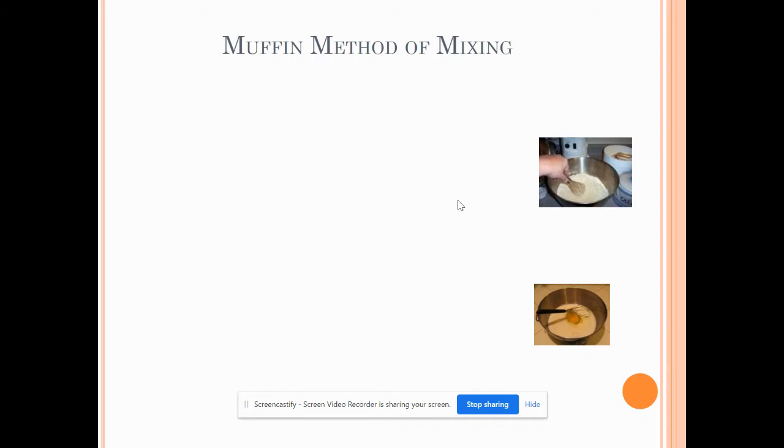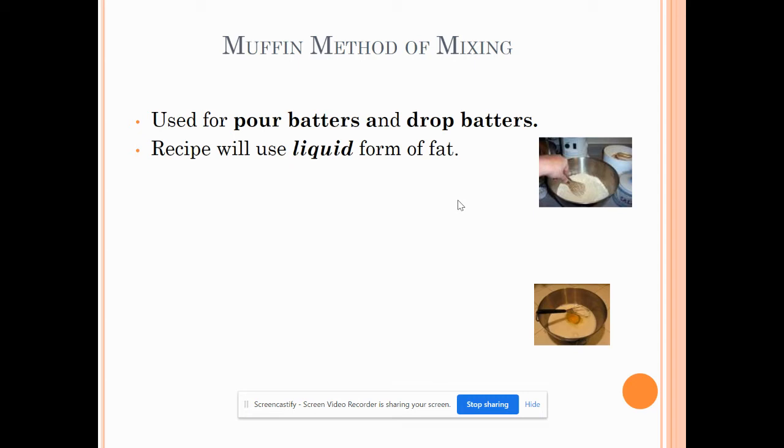The next component is going to discuss two specific mixing methods. The first one is the muffin mixing method. This is generally used for pour batters and drop batters. And no, this mixing method isn't just used for muffins. It could be used for a wide variety of different types of recipes. For this mixing method, most of these recipes for your pour batters and drop batters, the fat is going to be in liquid form. So we're looking at things like oil.